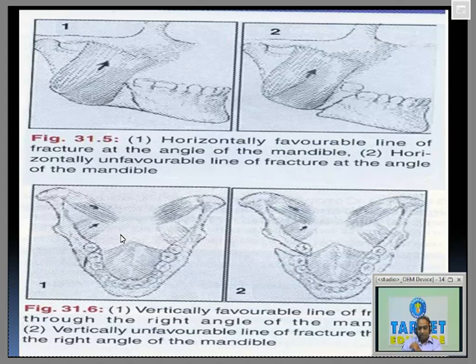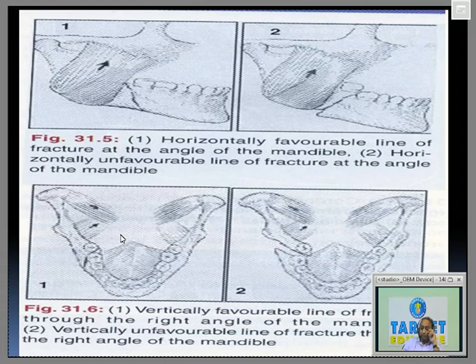Exactly opposite, if you see here in this particular diagram, diagram number 2, what is happening is the fracture line is running anteriorly forwards on the alveolar crest, and that's why the anterior fragment here cannot resist the movement of the posterior fragment. Because of the attachment of mylohyoid, medial pterygoid and lateral pterygoid, this portion is getting pulled on the medial side, and thus it becomes a vertical unfavorable type of fracture.